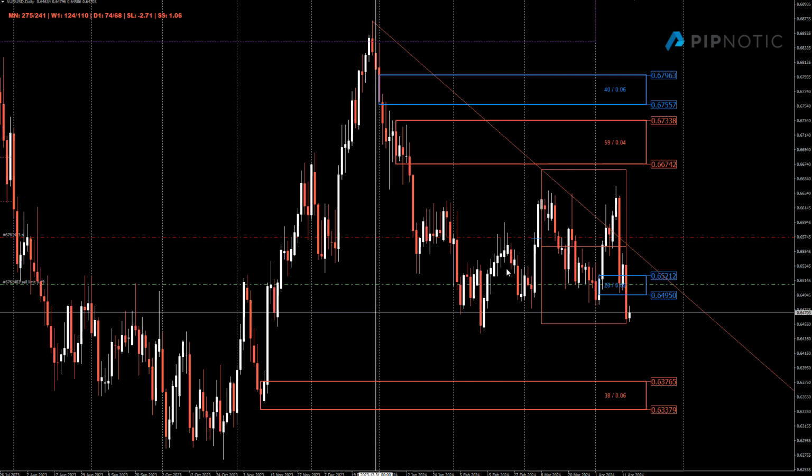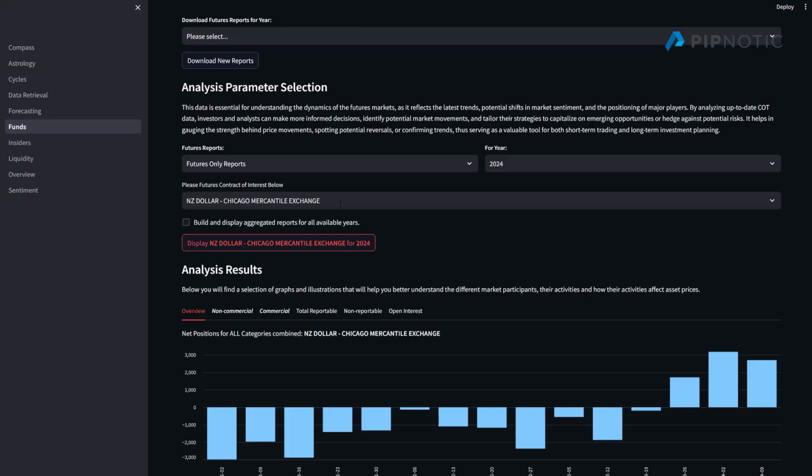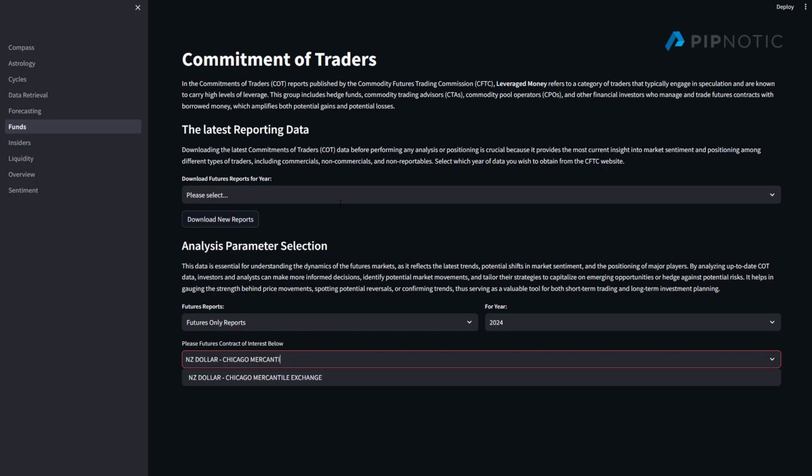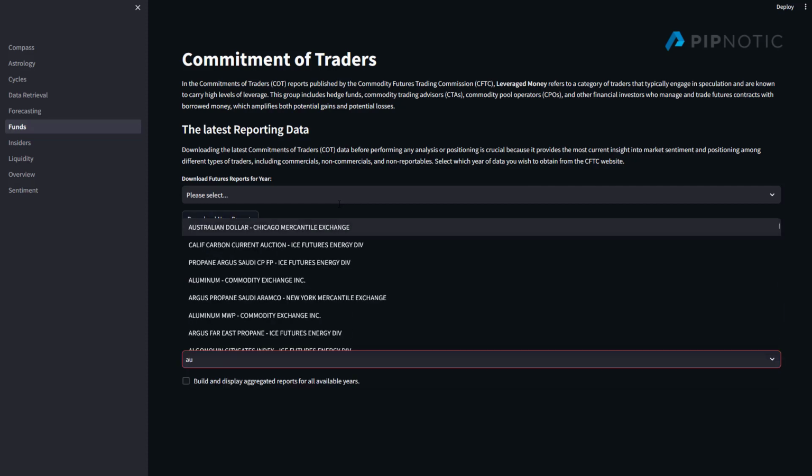Okay, for the Australian dollar versus the American dollar, I think we have a similar scenario. Let's have a look at the COT data. Decrease in the longs for the Kiwi on the Australian.